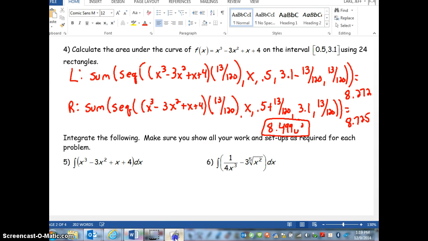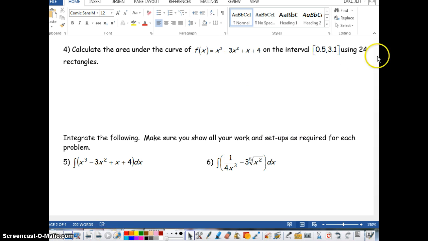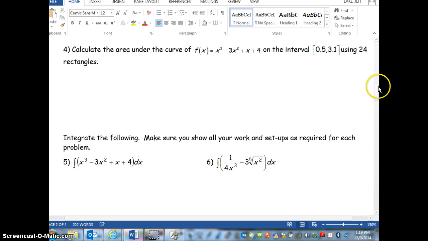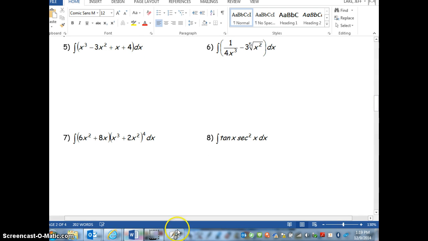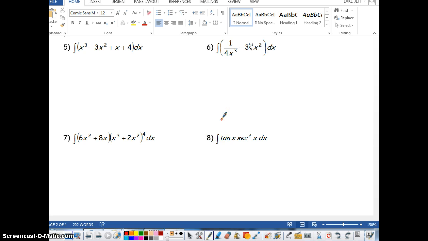All right, so what we're going to look at next here is number 6 through 10, so 6, 8, and 10. So when you're doing these, you're really just going to be taking the integral. So I'm going to set up here for number 6 and number 8, and then we'll slide down and do number 10.